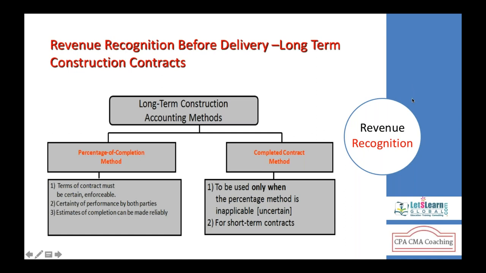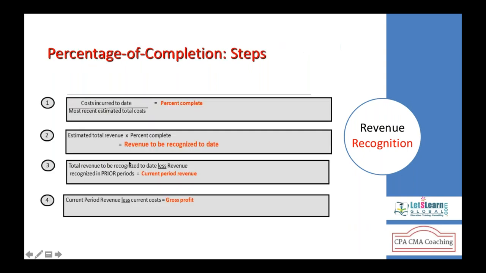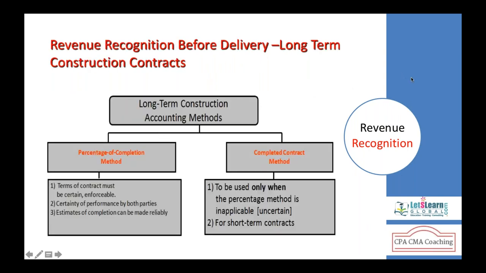We use two methods here for revenue recognition in case of long-term construction contracts. Two methods. Method one, percentage of completion method, in which we use the degree of completion, that is, to what extent the contract is completed, in the recognition of revenue.